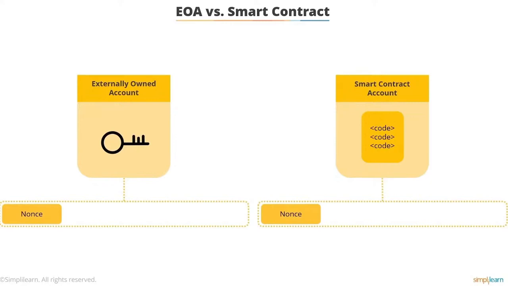The next property is balance. This number shows the amount of Wei owned by the address, whether the EOA or the contract account. Each ether is divided into 1E plus 18 Wei.